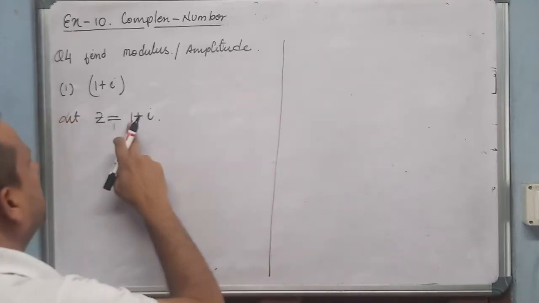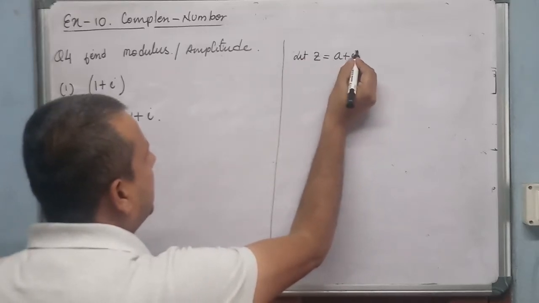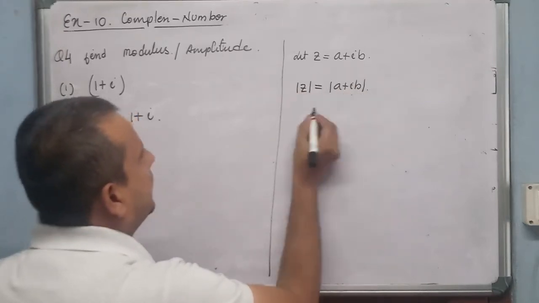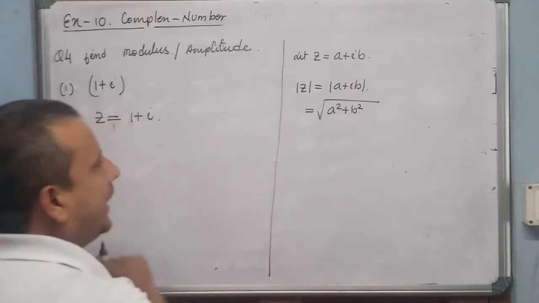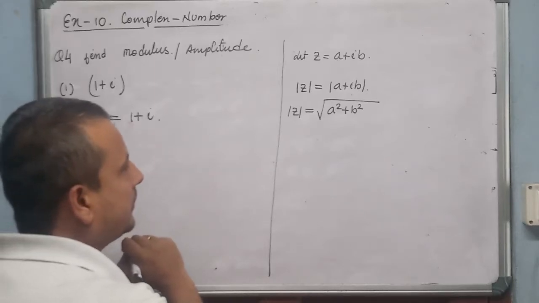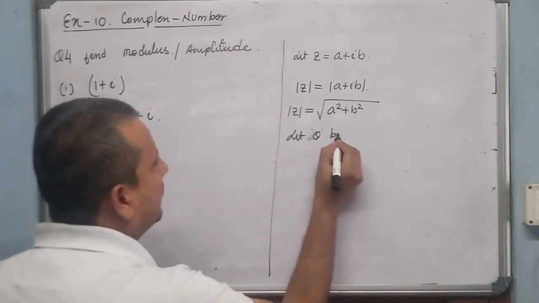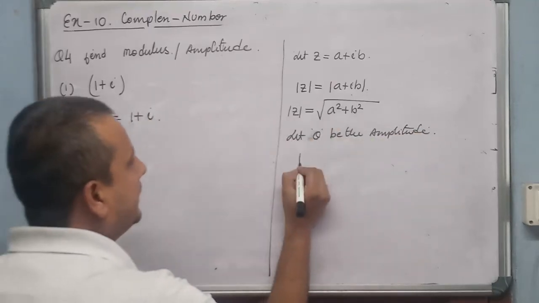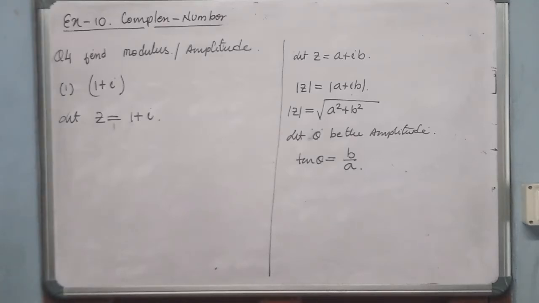Once again I'll explain the theory. Say z equals 1 plus i. Let us suppose the complex number is z equals a plus ib, then its modulus is mod z equals mod of a plus ib. When you remove the modulus, you just have to put square root of a square plus b square. We are not going to touch this i. Mod z is the square root of the sum of the squares of only the real quantities. And theta is the amplitude. Let theta be the amplitude. Then tan theta equals b by a. You have to calculate the value of theta.